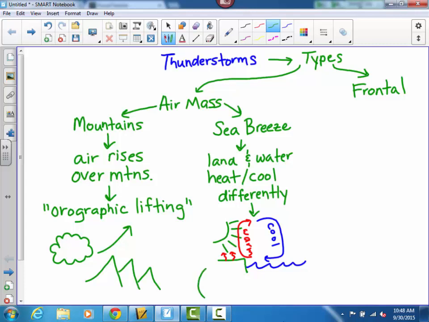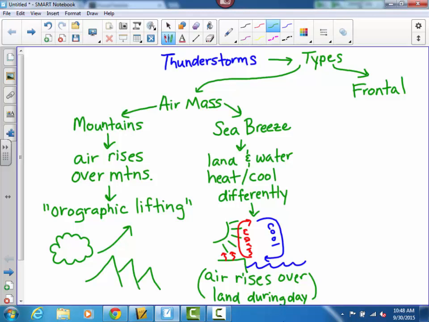And we'll just put a little caption down here in case you don't remember what your picture is for. Air rises over land during the day. And anytime you have lifting, you have the potential for a thunderstorm.